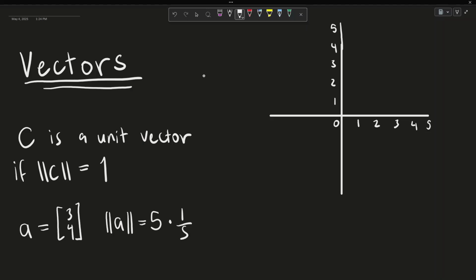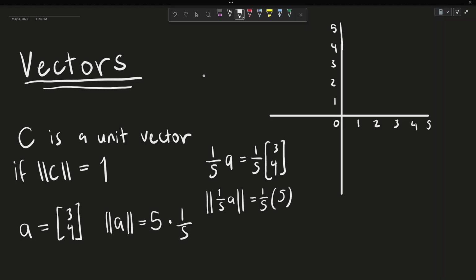So if we now took A, 1/5 A, we made it equal to 1/5 times 3, 4. This is now a unit vector, because as we can show, the magnitude of 1/5 A is equal to 1/5 times the magnitude of 3, 4, which we already know to be 5. So the magnitude would be 1, and it's a unit vector.